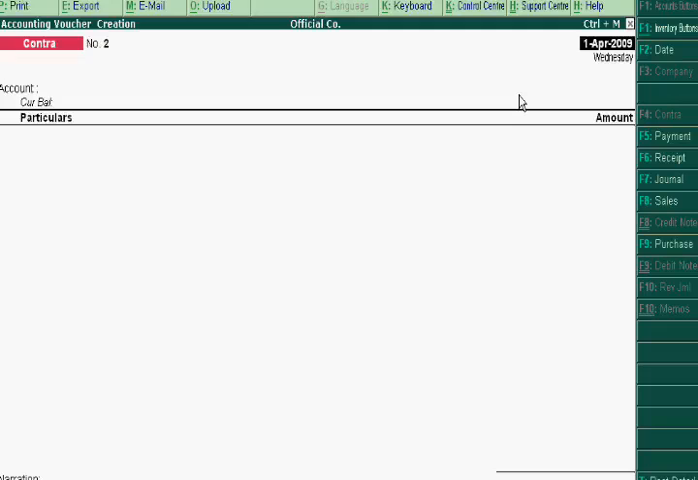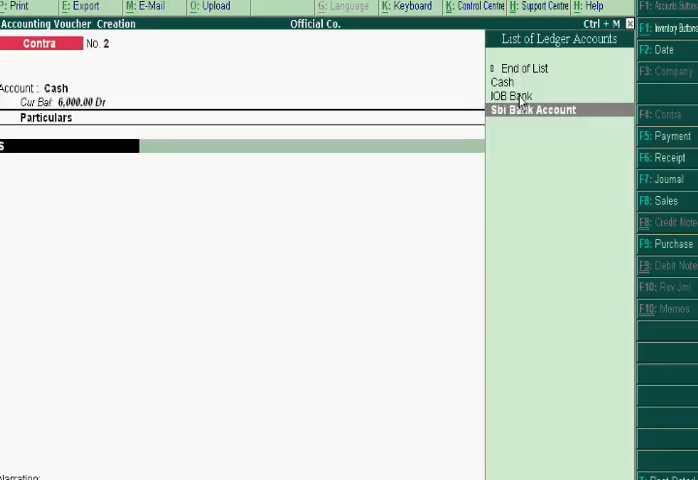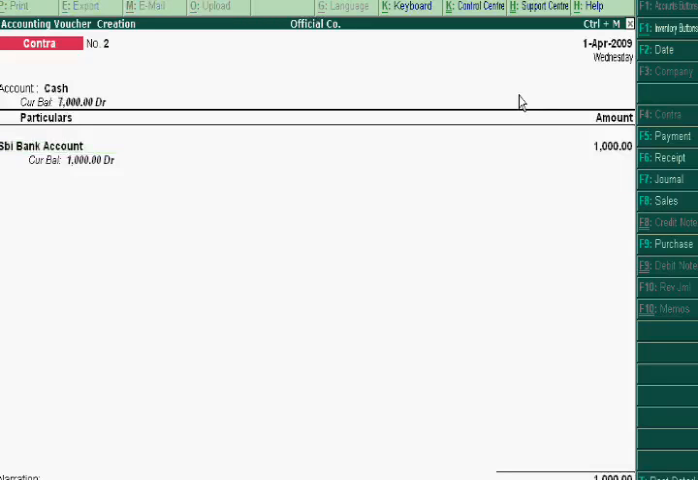Suppose we are withdrawing 1000 from the same bank, so we will write here cash account and SBI bank account. Suppose 2000 we already deposited. Now today we are withdrawing 1000 rupees. Write the cheque number. Accept it.